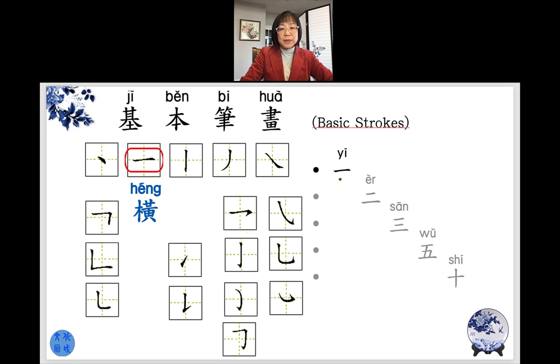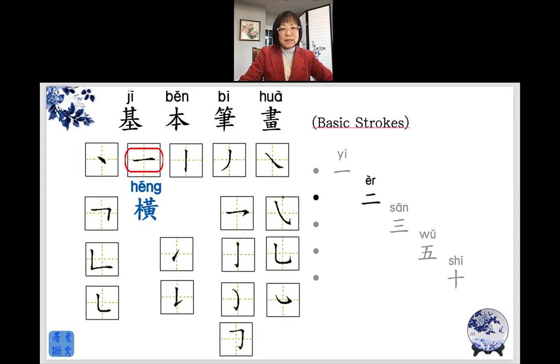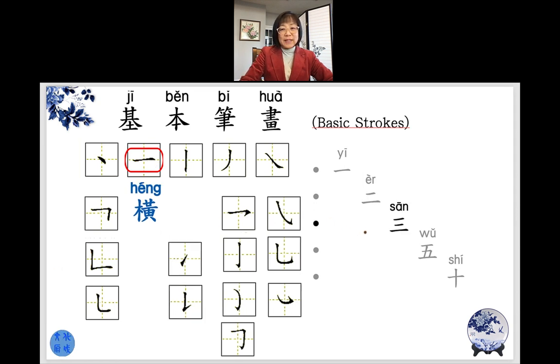Character number 1, yi. This one, just 1 stroke. 横. Second character, er. 2 strokes, 2 横. San. 3 strokes, 3 横. Again, san. When we write san, 3 strokes. So the top one, little shorter, and then underneath the shortest, and the last one is the longest.